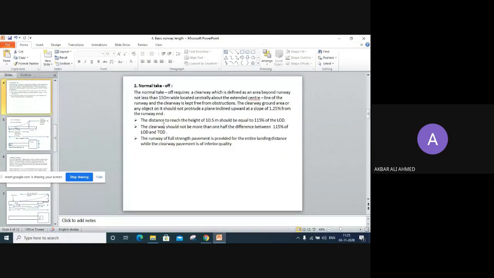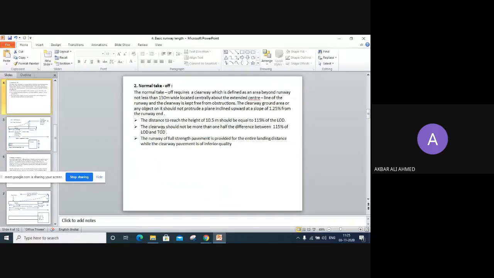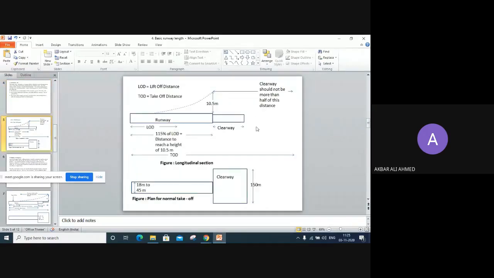So the distance to reach a height of 10.5 meters should be equal to 115% of LOD. So at 115% of LOD, it should really reach a height of 10.5 meters. Then the clearway should not be more than half the difference between 115% of LOD and TOD.